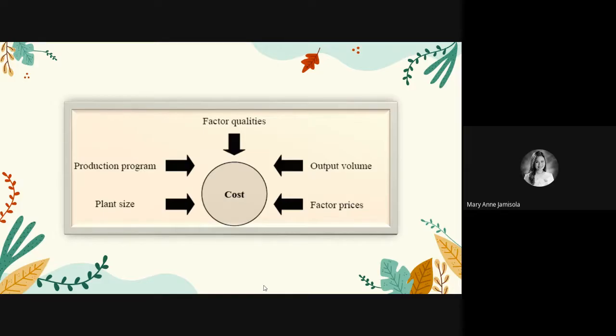This means that from the five cost drivers, you can see here we have five cost drivers. From the five cost drivers, the output volume, the plant size, and the production program are considered as great cost drivers. However, despite this, the output volume remains the central cost driver in the production and cost theory.